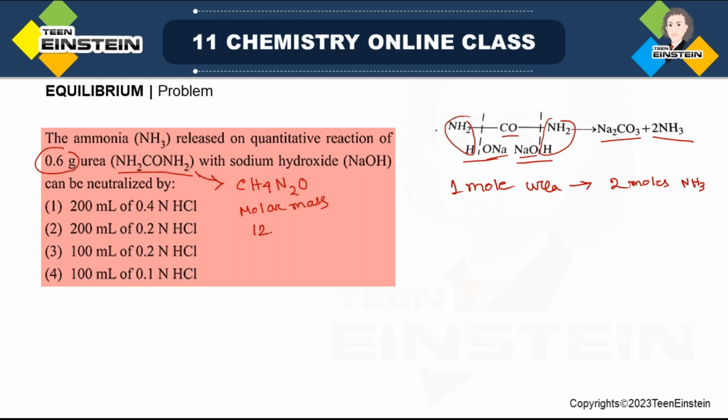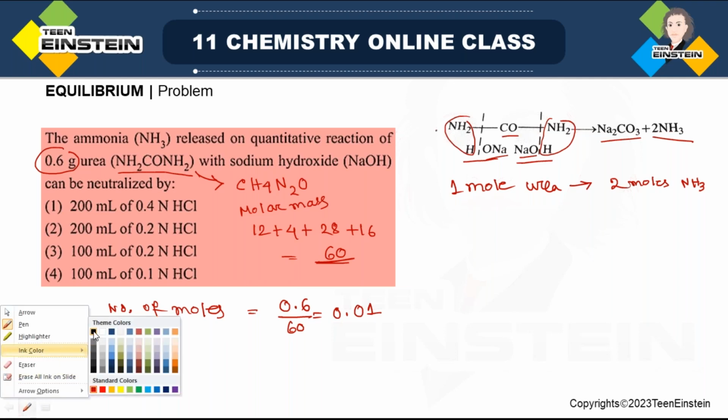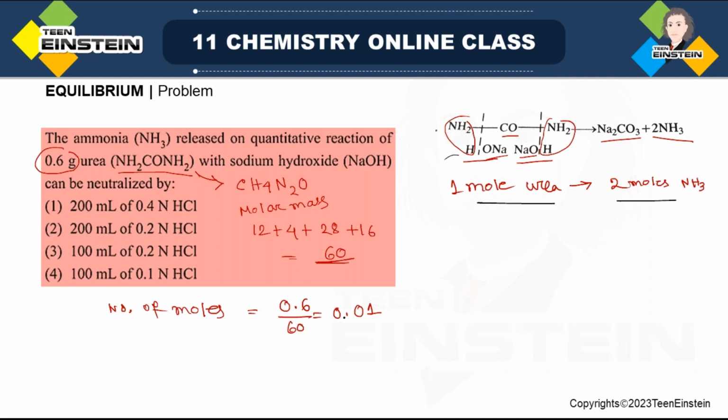So 1 carbon, 12; 4 hydrogen; 2 nitrogen, 14 into 2, that means it is 28; and 1 oxygen, 16. If you add, you will get 60. So this is the molar mass of urea. The number of moles of urea present in the given mass 0.6 is 0.01 moles. Now we know 1 mole of urea gives 2 moles of ammonia. So when it is 0.01 moles of urea, you will get 0.02 moles of ammonia.